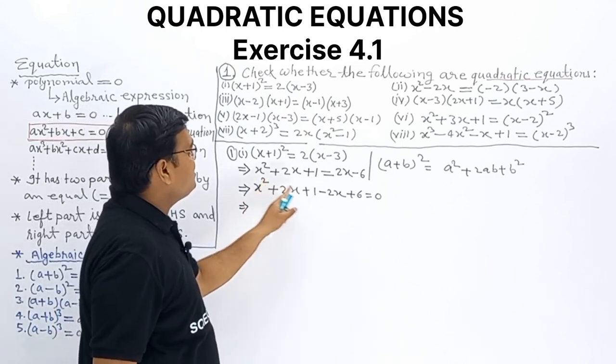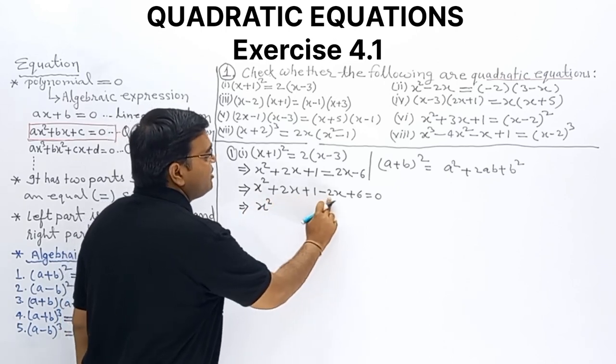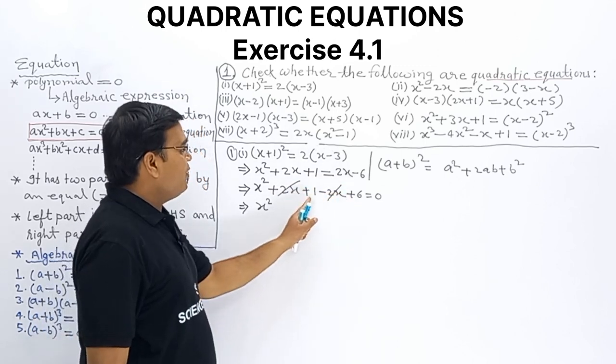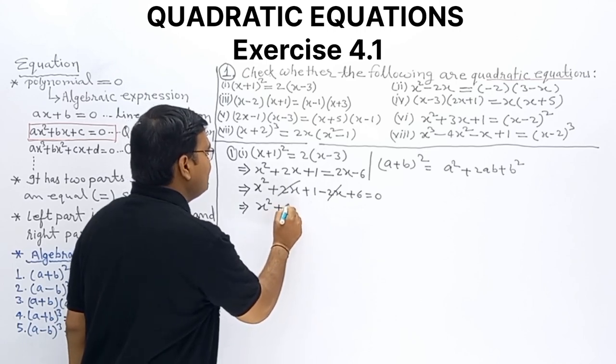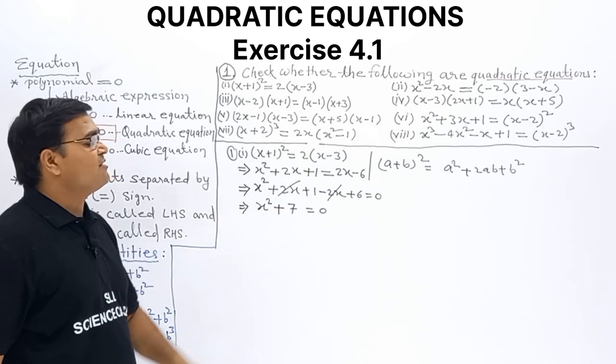Now add similar terms. We are having only a single square term, so put it there. Now this is the positive and this one is the negative. Both will cancel each other. Now add constant terms. 1 plus 6, both are positive. We can add easily, 7. Now we are getting x square plus 7.